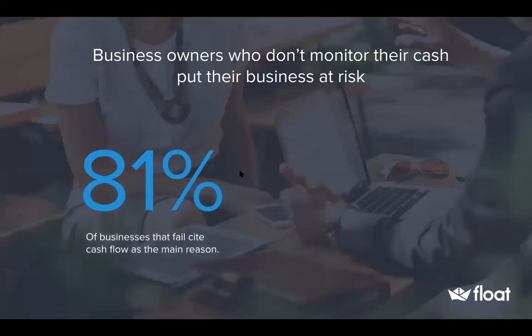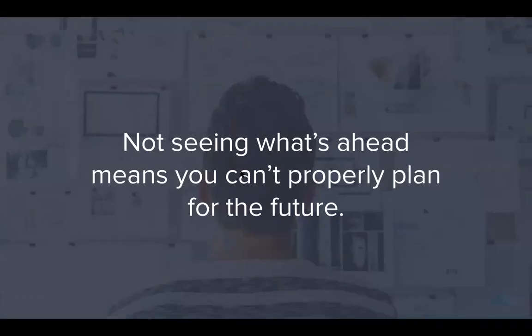Business owners who don't monitor their cash, quite frankly, put their business at risk just by not knowing what's going to happen next week, next month, next year. We've done a lot of research on this, and 81% of businesses that fail cite cash flow as one of the main reasons. So not seeing what's ahead means you can't properly plan for the future. One of the features that we're going to show you within the actual demo is scenarios and planning, what if situations. So that really helps you plan for this key question here.